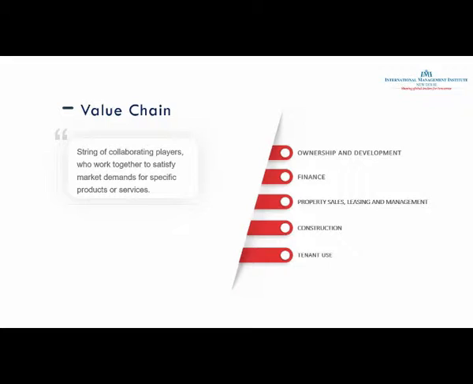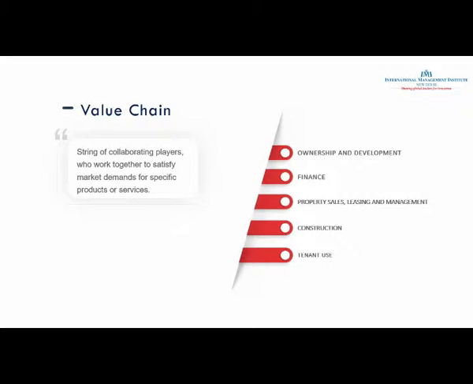Next is property sales, leasing, and management. Agents and brokers act as the intermediaries between the entities that buy, sell, and lease real estate. Many brokerage firms provide services related to property management to commercial real estate owners.